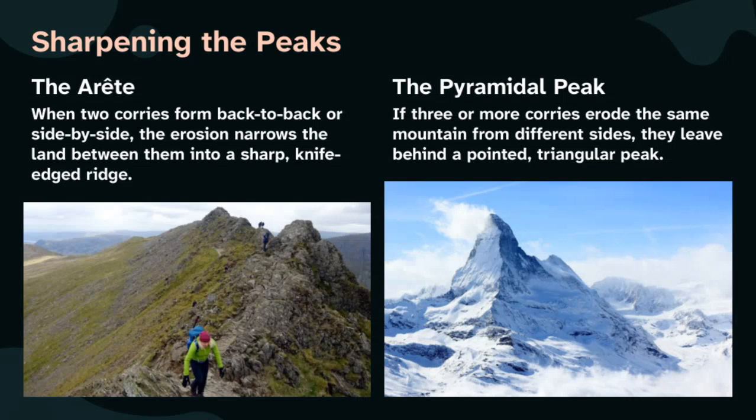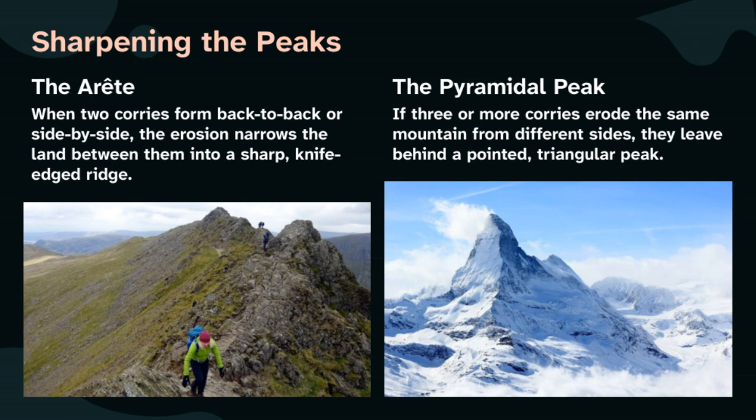Now we move from individual corries to the sharper landforms they can create. The first is an arête. An arête forms when two corries develop back-to-back or side-by-side. As each corrie grows, erosion cuts backwards into the mountain. Freeze-thaw weathering, plucking, and abrasion all help to steepen and deepen the hollows. Eventually, the land between the two corries becomes narrower and sharper. This creates a knife-edged ridge called an arête. A famous example in the UK is Striding Edge in the Lake District.